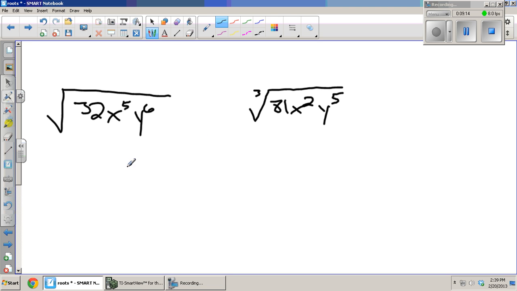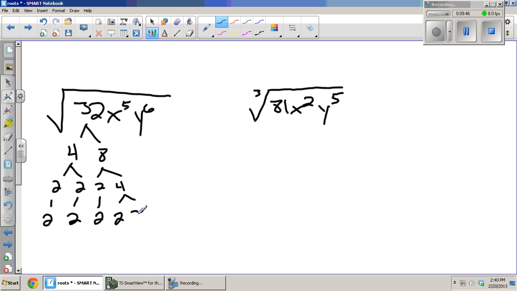So let's look at this. Same situation. These are not even squares. Well, actually, look, let me show you. Alright. So 32. I know I can do 4 times 8. And then 4 breaks down into 2 times 2. And 8 breaks down into 2 times 4. And then this 2 comes straight down. And that 2 comes straight down. And that 4 is 2 times 2.